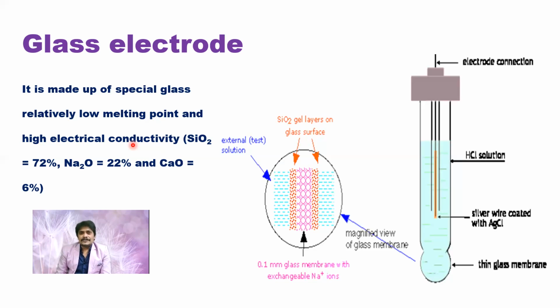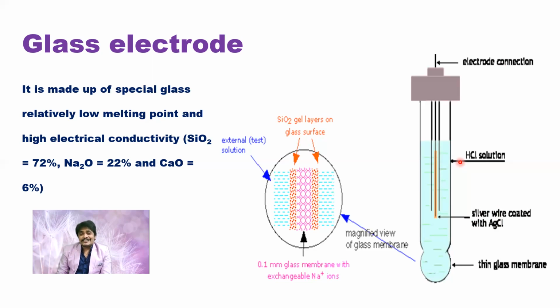Now we are going to discuss the construction and functioning of this particular glass electrode. Right. Now this is the glass electrode, students. This glass electrode comprises a silver wire coated with silver chloride, and internally we have a 0.1 molar HCl solution.